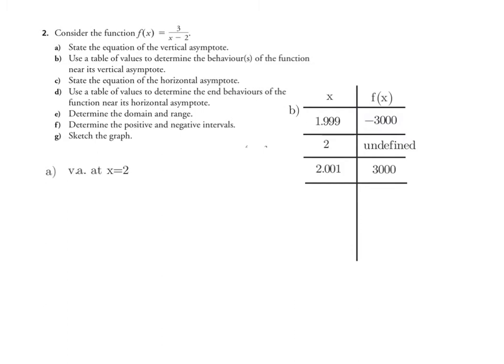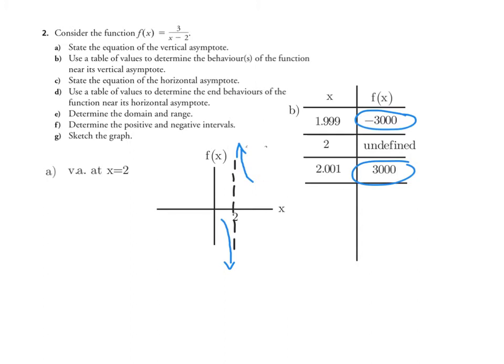So as you can see, if I were to do a little graph, you could tell that just to the left it goes way down, and just to the right it goes way up. Right, just to the left you're at negative 3,000, and just to the right you're at positive 3,000. Right, part C, state the equation of the horizontal asymptote.